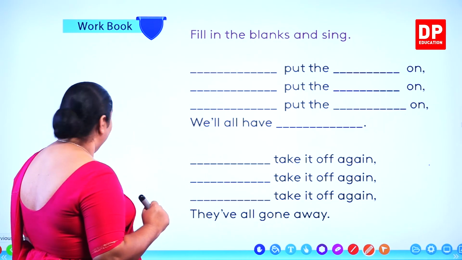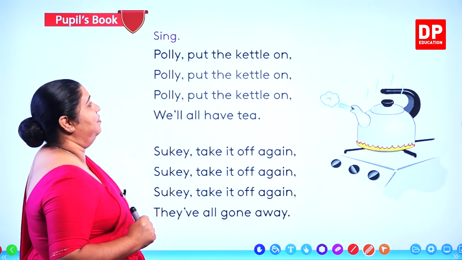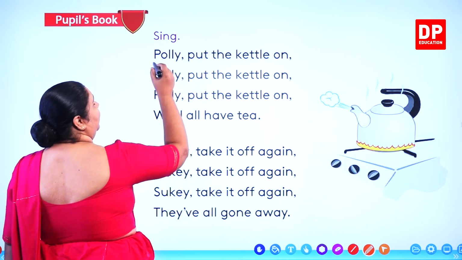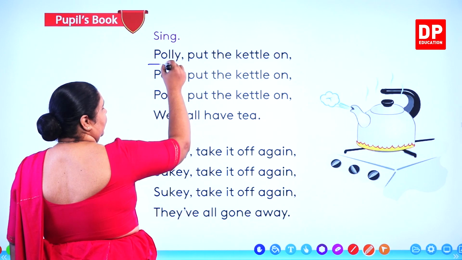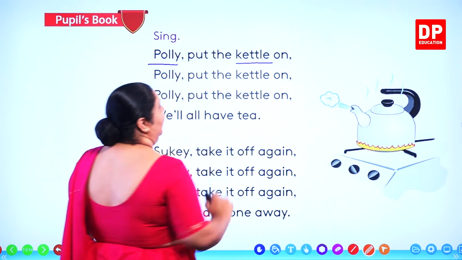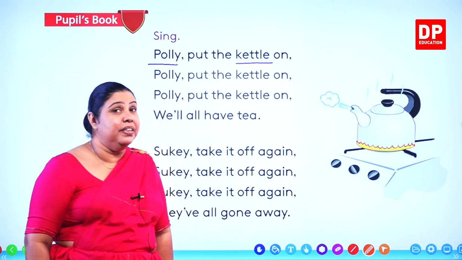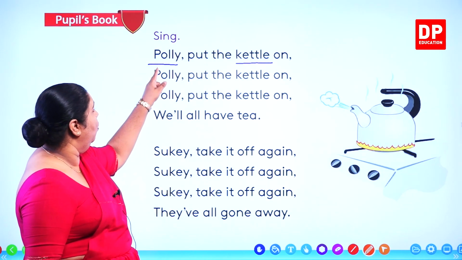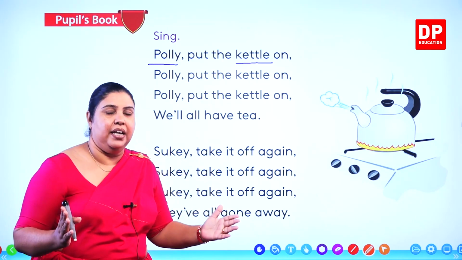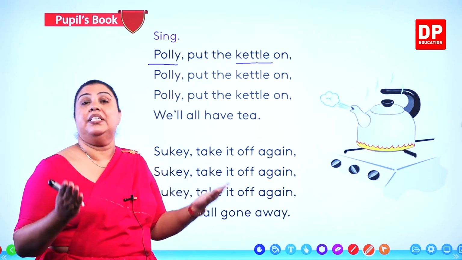Look at the song. Polly. Polly is the one who has to put the kettle on. We have to fill the blank using the word Polly and we have to use the word kettle. Now look at the word Polly. How do we spell the word Polly? P-O-L-L-Y. Polly. Now what can you say about the word Polly? Polly starts with a capital letter.